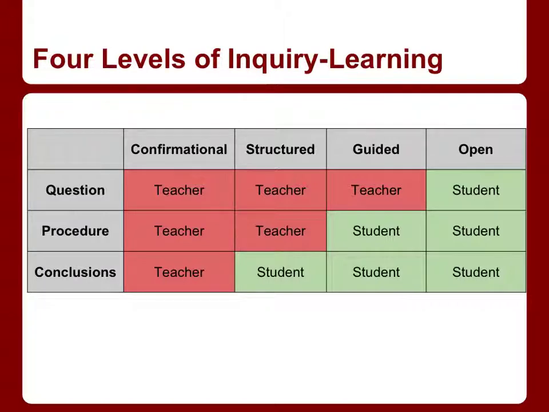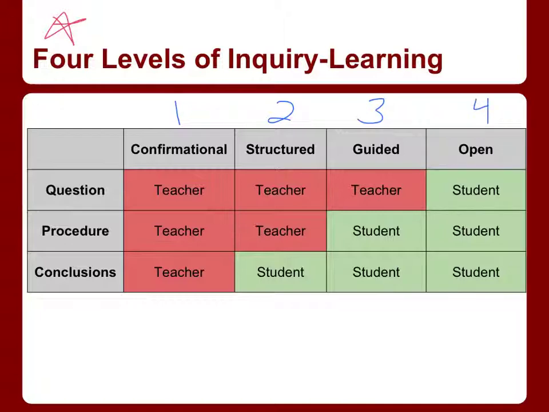However, it's really important to know that not all inquiry is equal. There have been academic thinkers that have described 4 different levels of inquiry learning. We're going to quickly talk about those levels because it's important for us to be aware of what we're doing and what that necessarily means for our learning. Okay, so there are 4 different levels of inquiry. We're going to call them, number 1, confirmational, 2, structured inquiry, 3, guided inquiry, and 4, open inquiry.